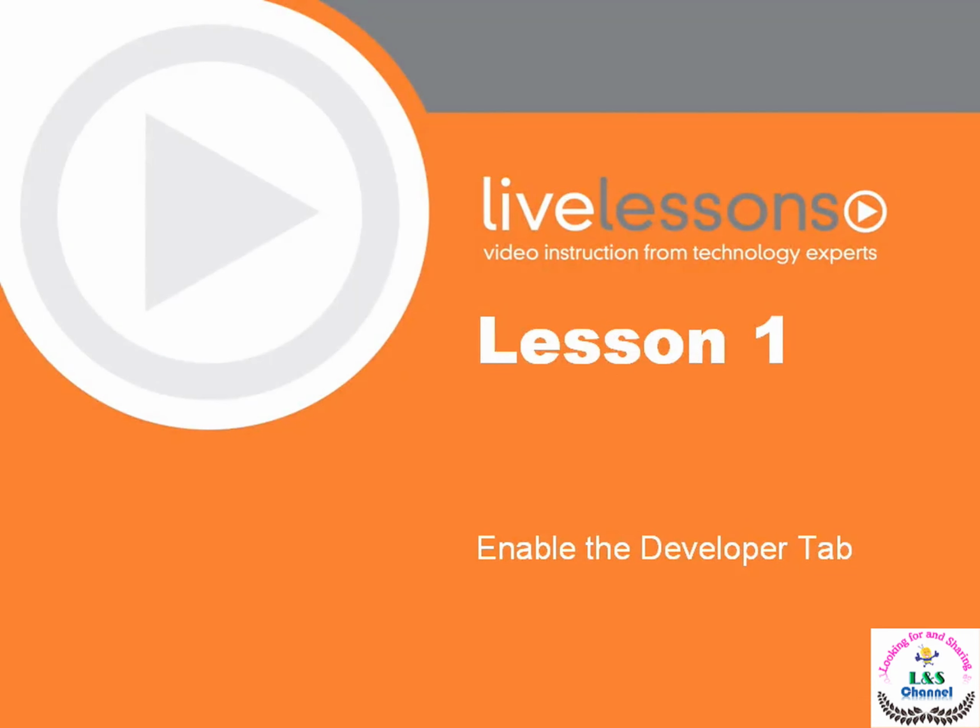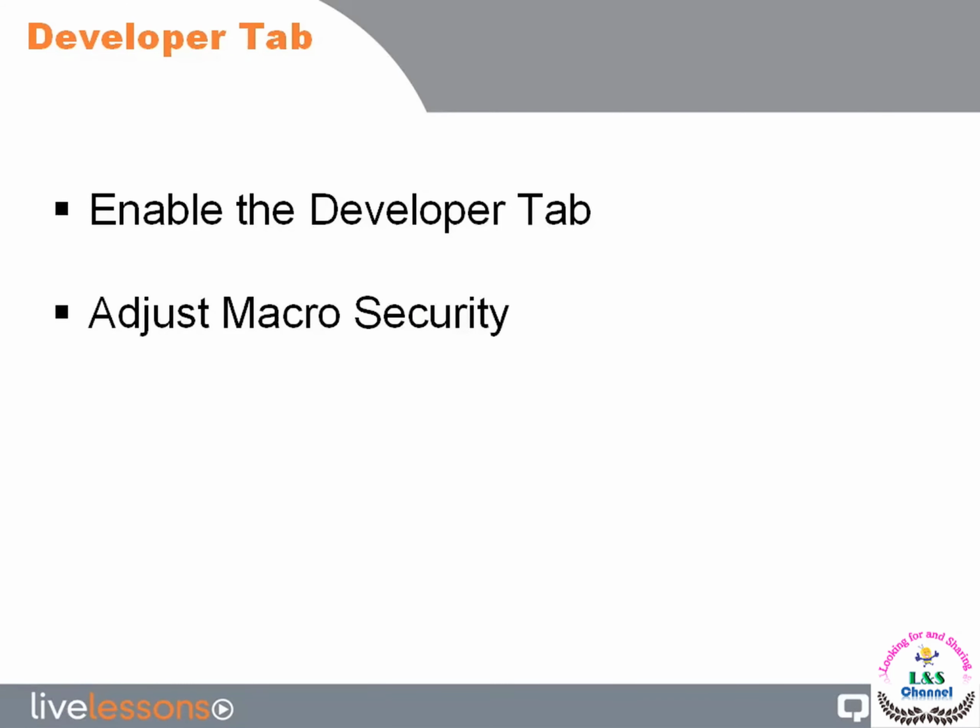Lesson 1. Enable the Developer tab. In this lesson, we'll take a look at how in Excel 2007 you can get access to all of the Visual Basic tools and how to adjust macro security so that way you're able to do macros.